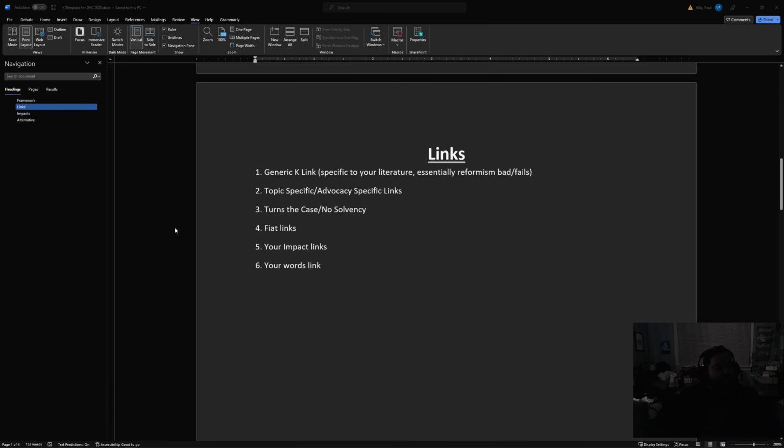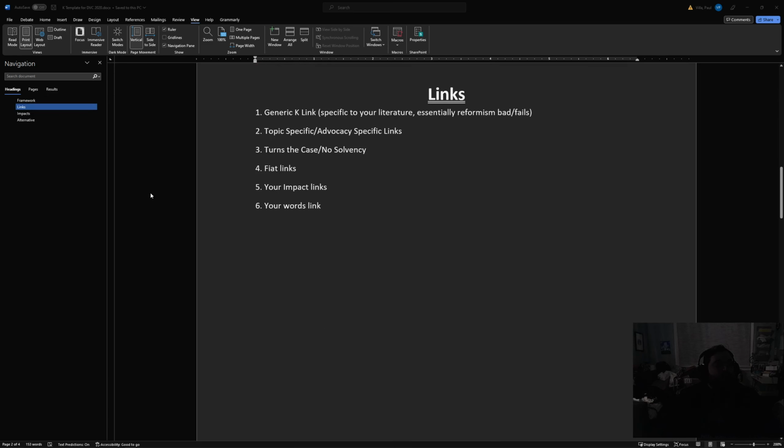Okay, so that brings us to the links. Links. Number 1, generic K links. So this is specific to your literature base, and essentially ends up being a reformism bad slash fails argument. So, what does your author or your K-lit base have to say about why making policies or incremental change or reformism or liberalism or whatever it might be is bad or is insufficient or can't ultimately solve for these issues? Because again, that's probably going to link to like every single type of AF.